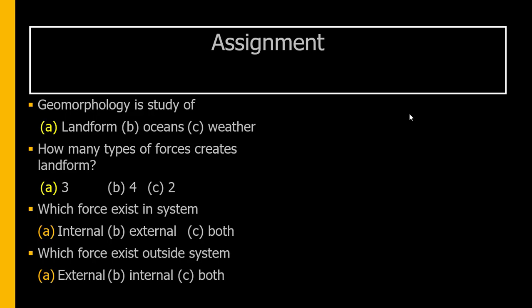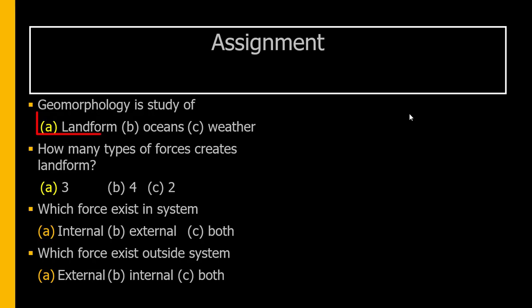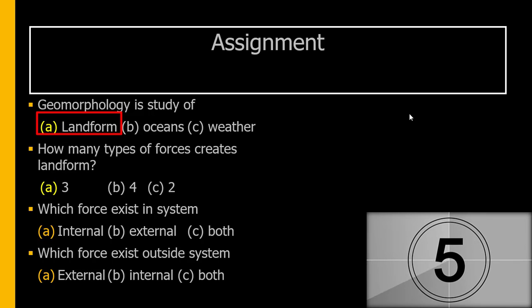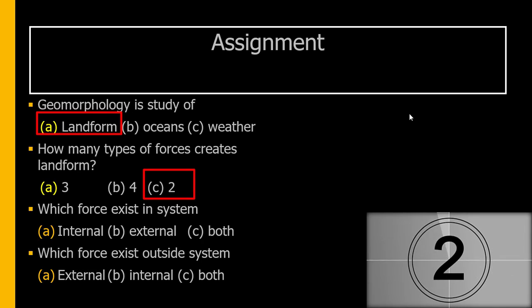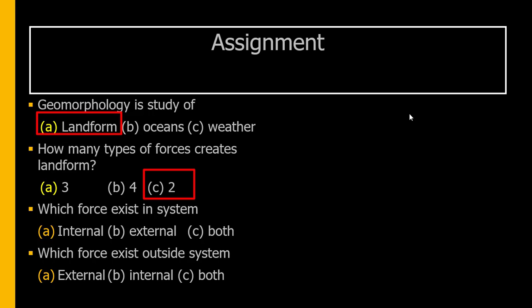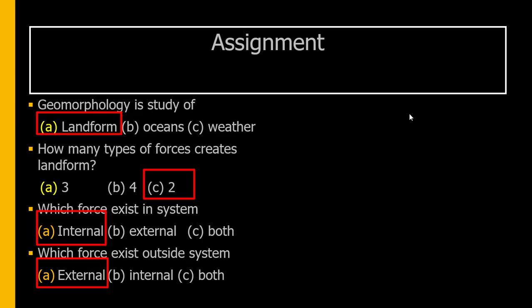Now there is an assignment. You have to answer these questions. The first one: who will tell me, geomorphology is the study of? Yes, very right. Landforms. Second question: how many types of forces create landforms? Yes, very right. Option C, two forces. These are internal and external forces. Question number 3: which force exists in the system? Very right. Internal forces. These exist inside the system. Next question: who will tell me which force exists outside the system? Very right. External forces. External forces exist outside the system.